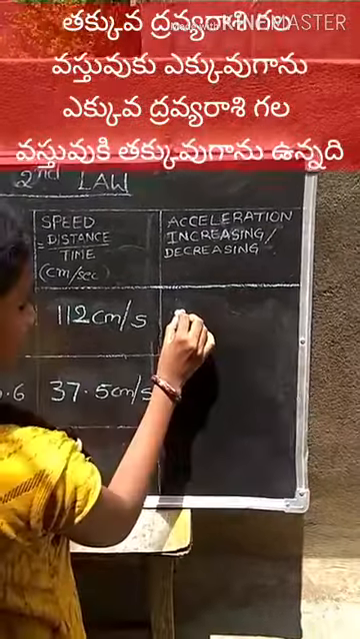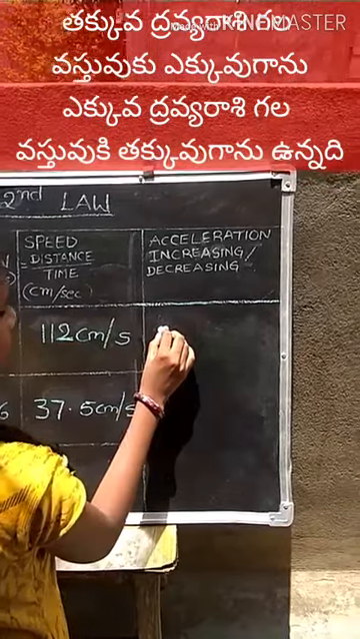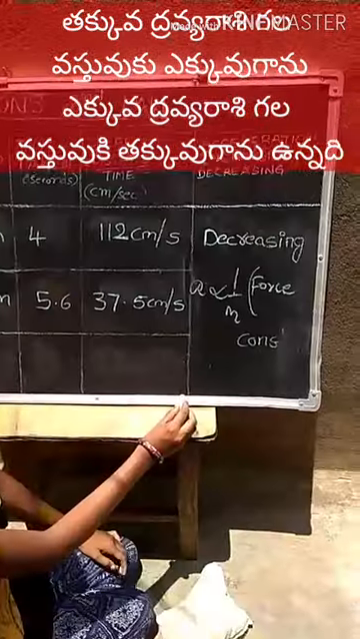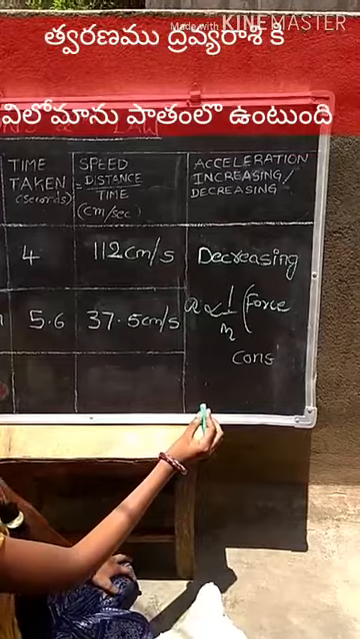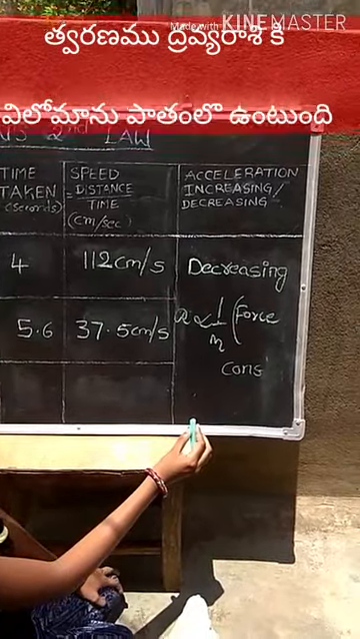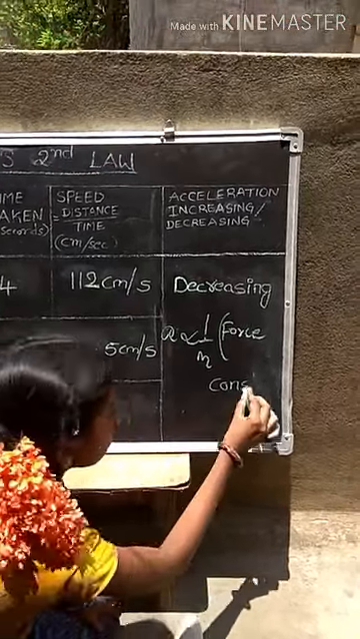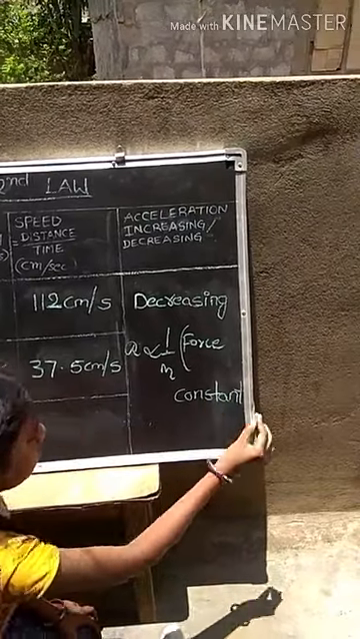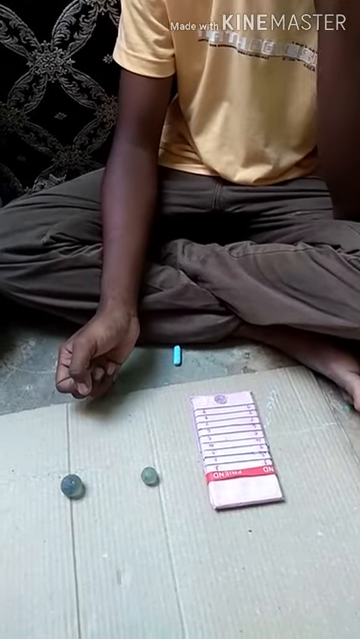What about the acceleration? Decreasing. The acceleration is inversely proportional to the mass if force remains constant. Which object has less acceleration? Heavy object.